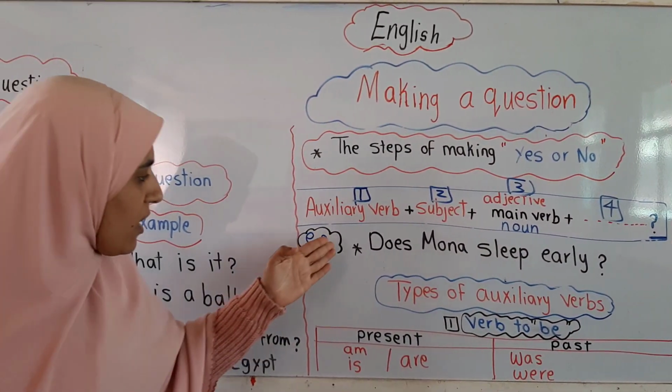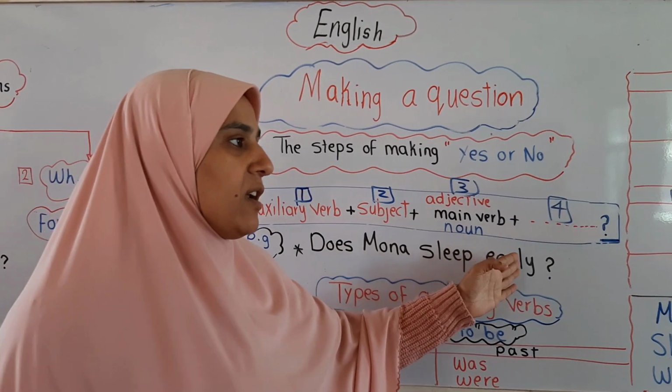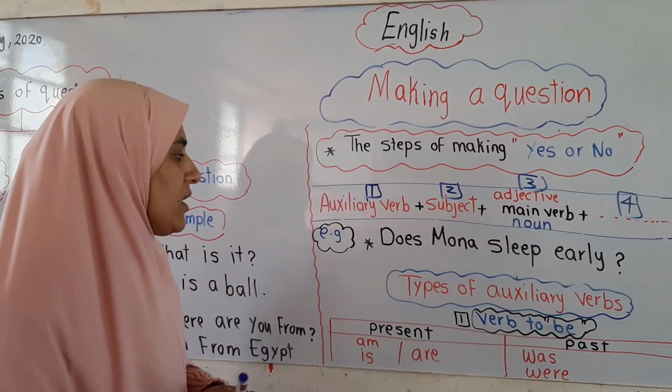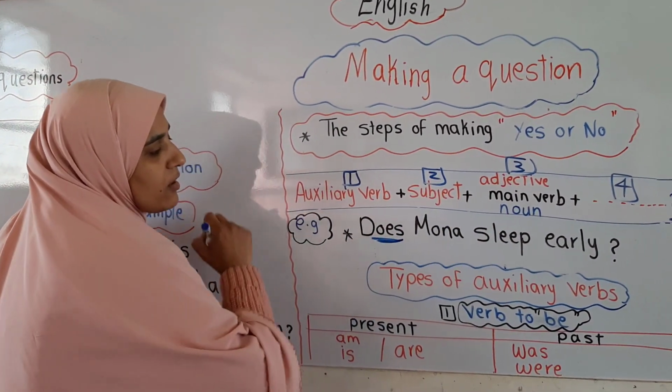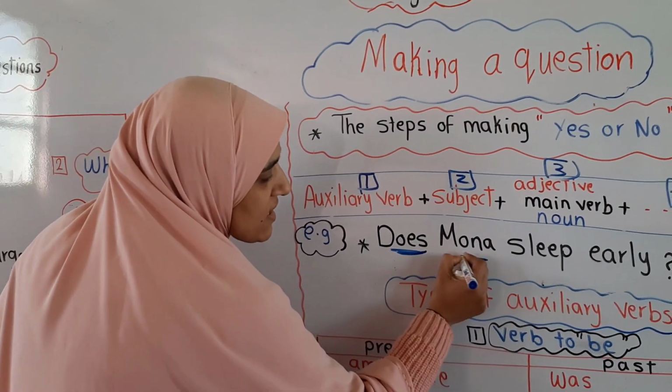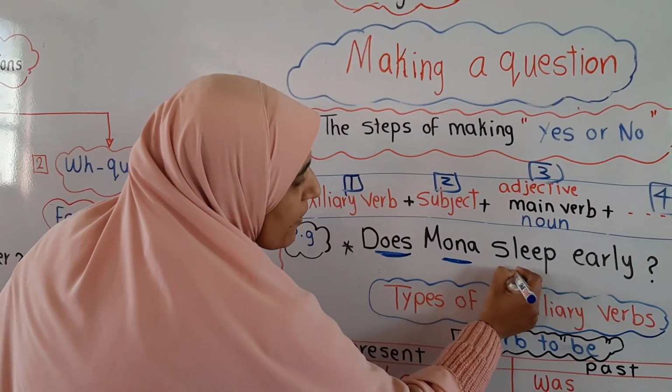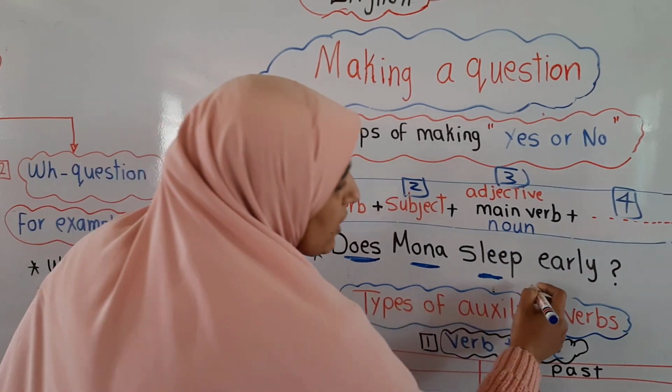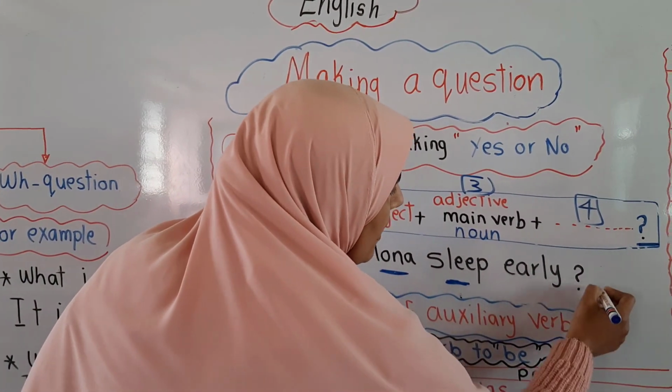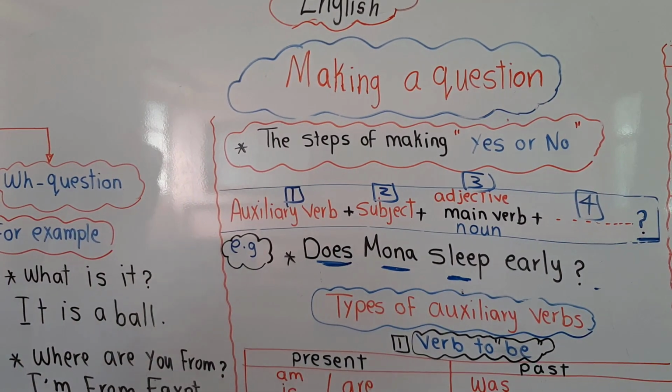For example, does Mona sleep early? Does here is the auxiliary verb, and Mona is the subject. Sleep is the main verb, and early is the rest of the sentence, and then I write question mark.